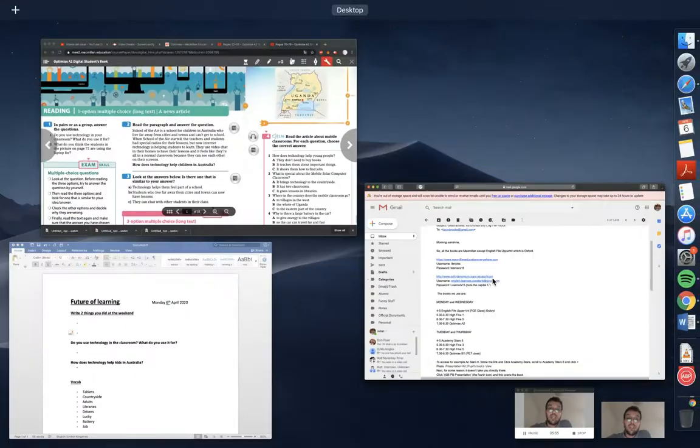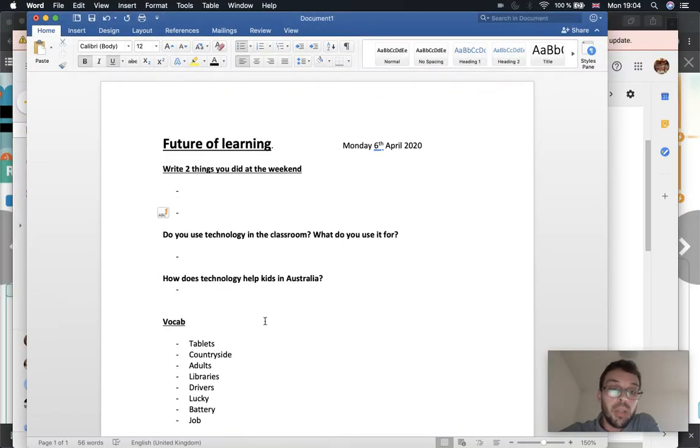And what I want you to do, not this. What I want you to do is just write in your notebook. Here I've put the question: how does technology help kids in Australia? And based on that paragraph, just put down an answer, all right? Your answer, whatever you think. So based on what you read, you write your answer.